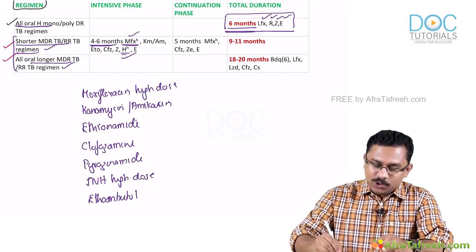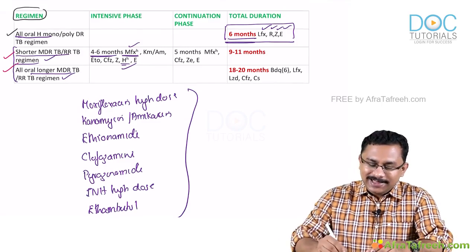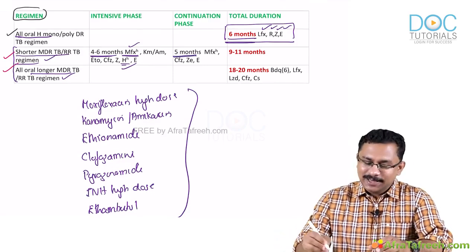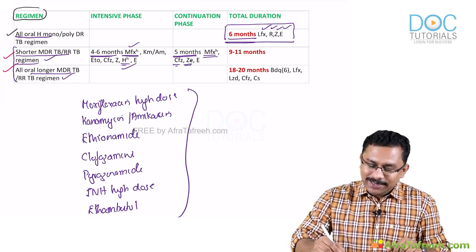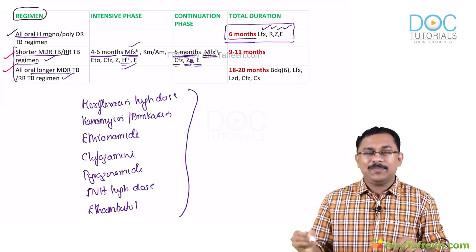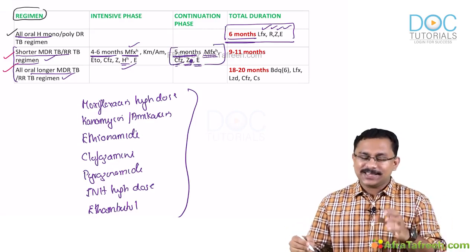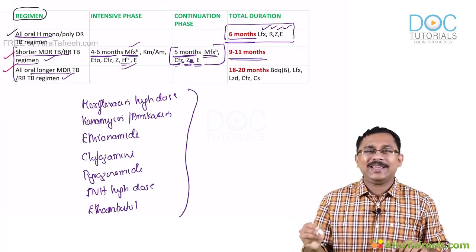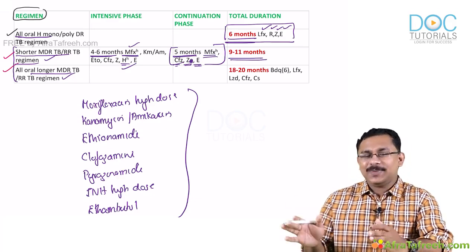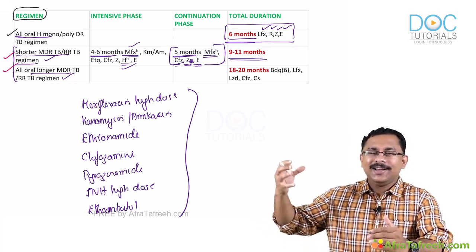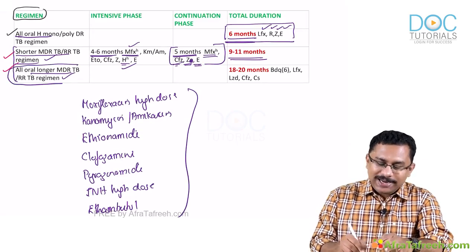So with these agents, you will go for an intensive phase for around 4 to 6 months, and then you will go for a continuation phase where you will have moxifloxacin, clofazimine, pyrazinamide and ethambutol. So these are the agents for the continuation phase. Intensive phase plus continuation phase, in total you will have around 9 to 11 months. So that is one regimen for the second category, that is your MDR TB as well as rifampicin resistance. But you can also go for a longer regimen.